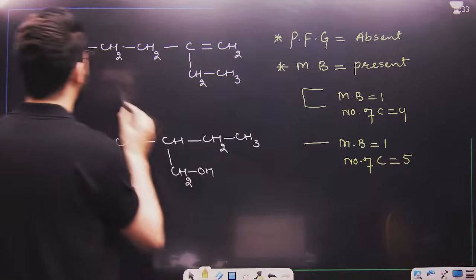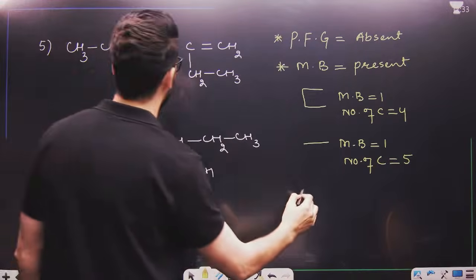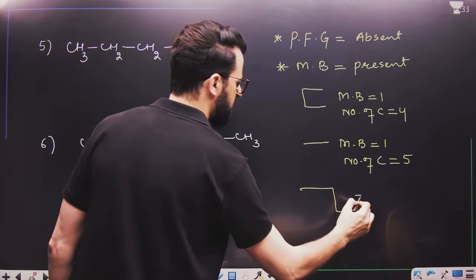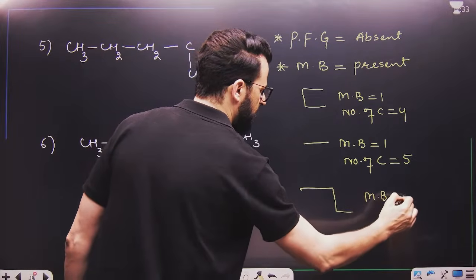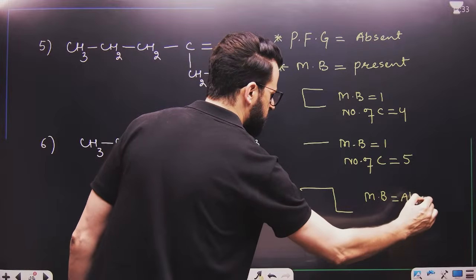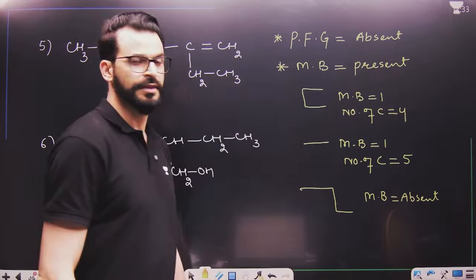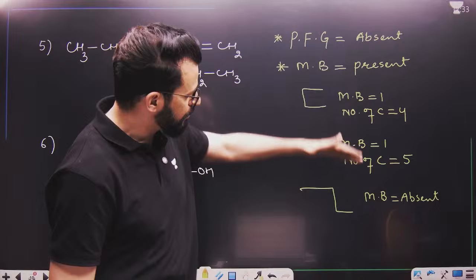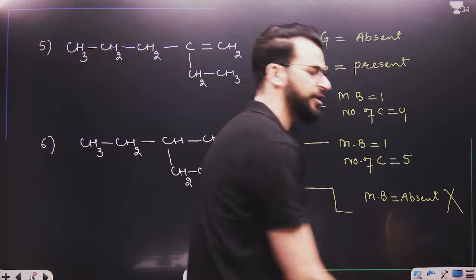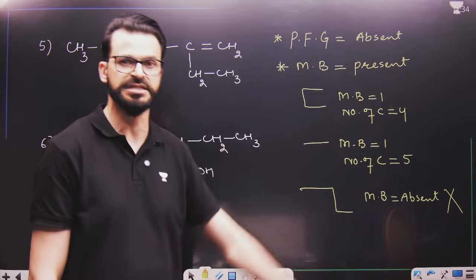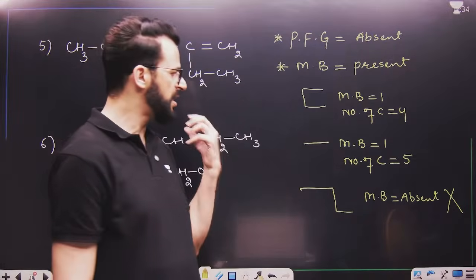Now tell me, if I write like this, can I say multiple bond is absent? Multiple bond is absent in this case. Multiple bond is present in these cases, multiple bond is absent in this case. It can never be a principal chain, parent chain.